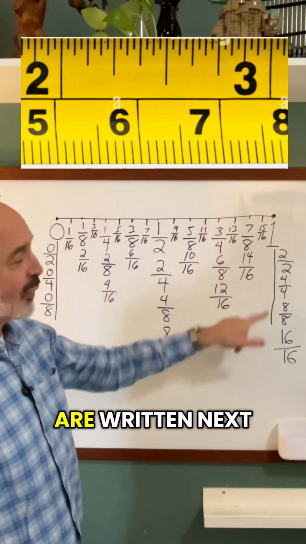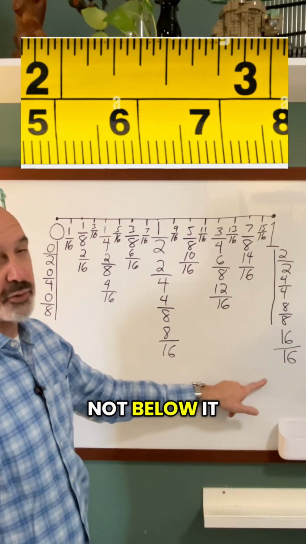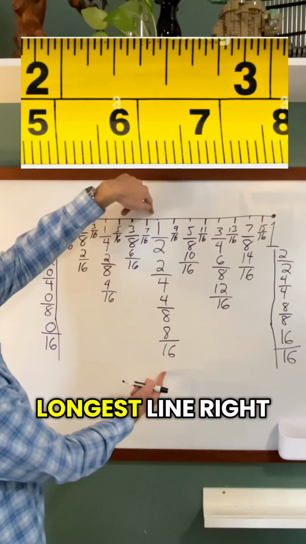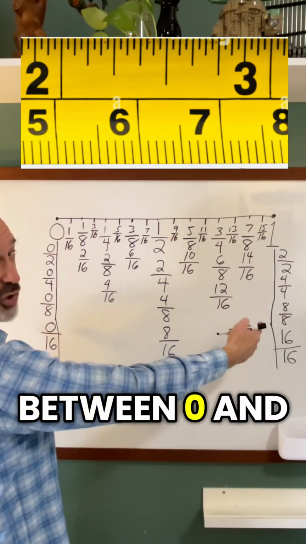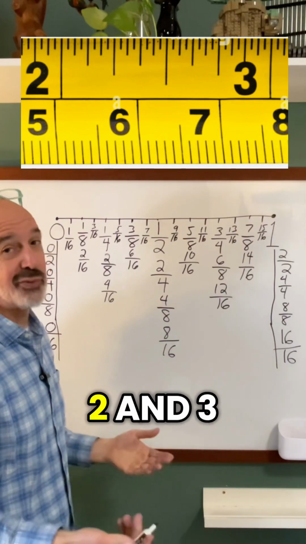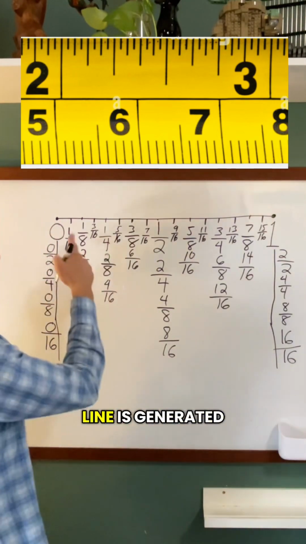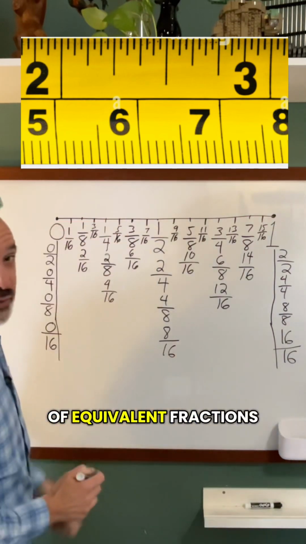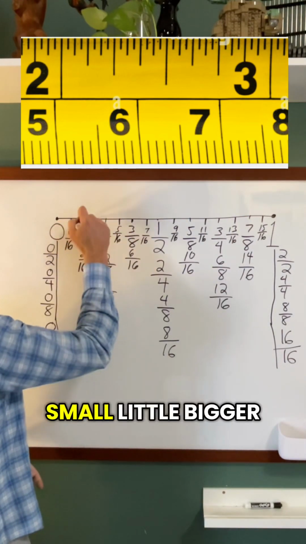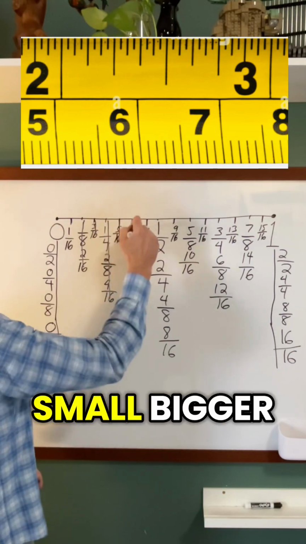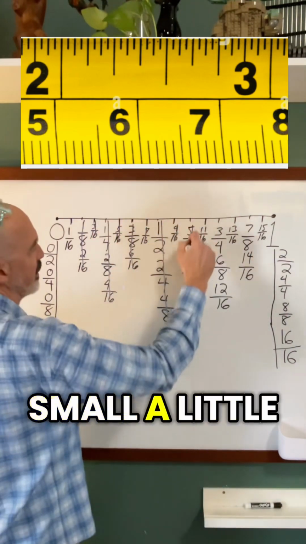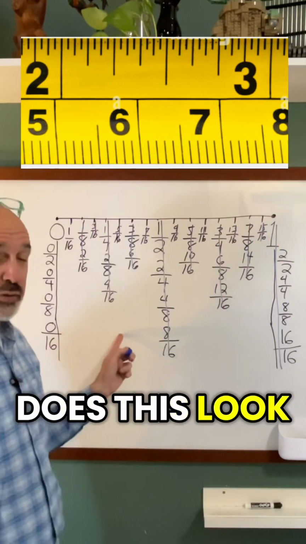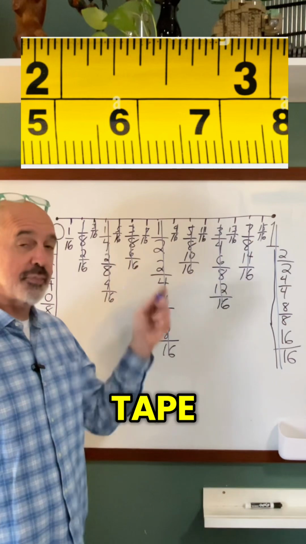The whole numbers are written next to the longest line, not below it, because the measuring tape is only so thick. Half is the longest line right in the middle between 0 and 1, or between 1 and 2, 2 and 3, and so on. And every other line is generated by the quantity of equivalent fractions. Small, a little bigger, small, even bigger, small, bigger, small, biggest, small, a little bigger, small, even bigger, small, bigger, small, and the biggest. Does this look like the marks on a measuring tape?